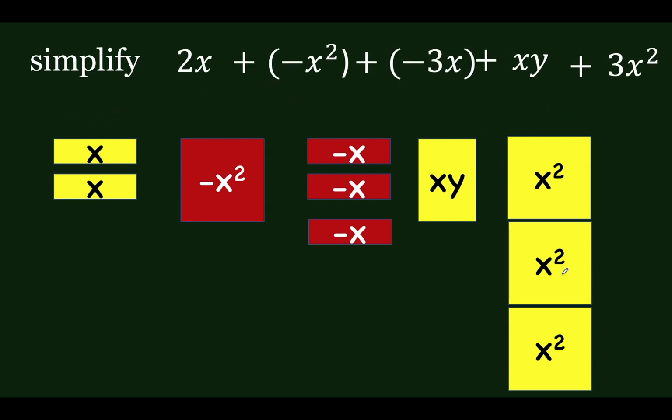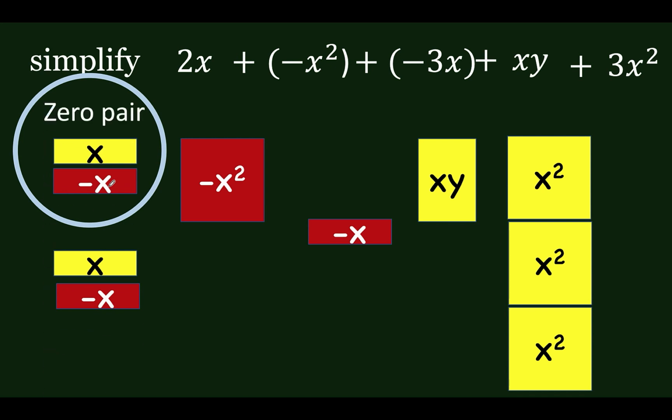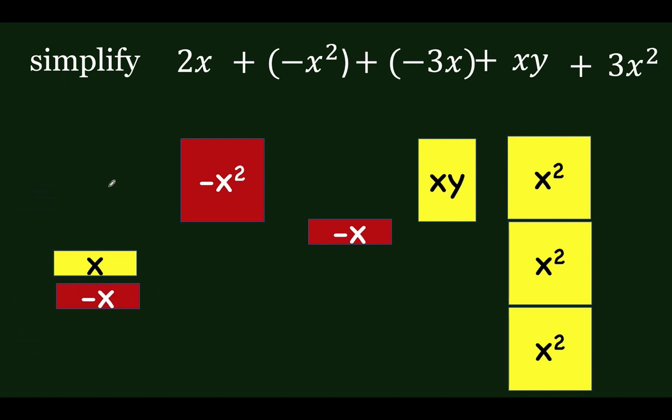Now, in order to simplify this, that means combine like terms, we need to rearrange so that all the like terms are similar, but not only that, we are going to remove the zero pairs. Now, this is what happens. This x and negative x form a zero pair, so we can just remove them, throw them away. Its value is 0, it will not affect the sum.